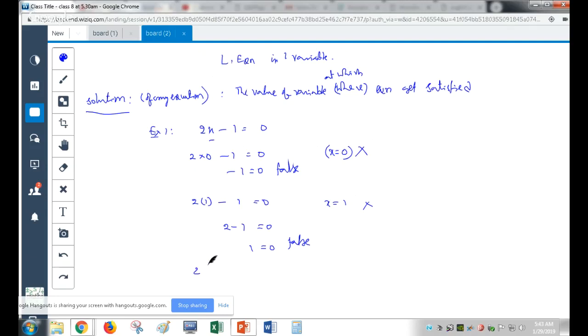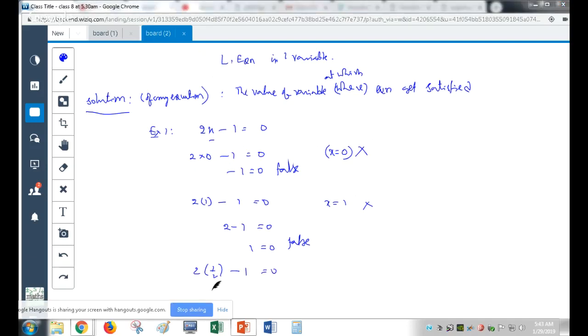So let us put half. That means x is replaced by half. Don't think that x is always an integer, it can be a fraction also. So 2 will get cancelled, 1 minus 1, 0, 0 is equal to 0. Now this is satisfied. That means at x is equal to half, the equation got satisfied. Therefore, the solution of the equation is half. That means at half, this 2x minus 1 is satisfied. This is what the solution is.